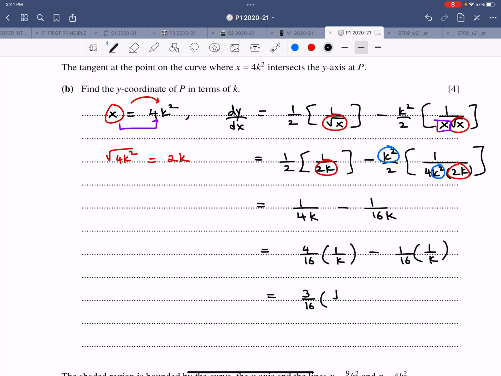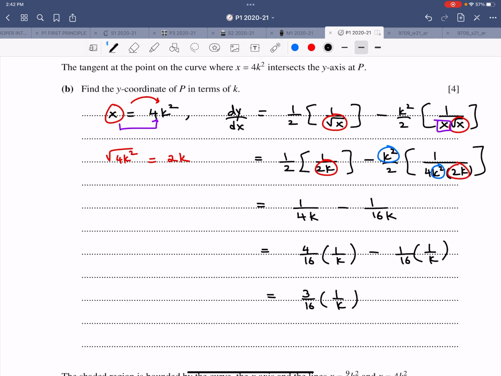What are they asking for? This is dy by dx. Now it says it intersects the y-axis at P. So now, can I find the equation of the tangent? I can find the equation of the tangent, or I can make the gradient equal to this.